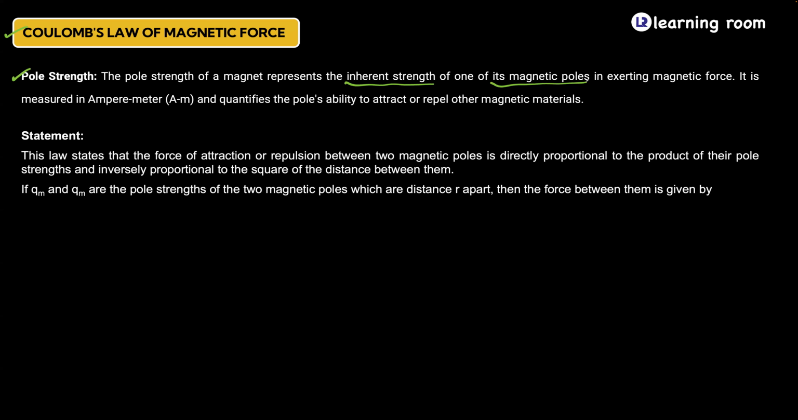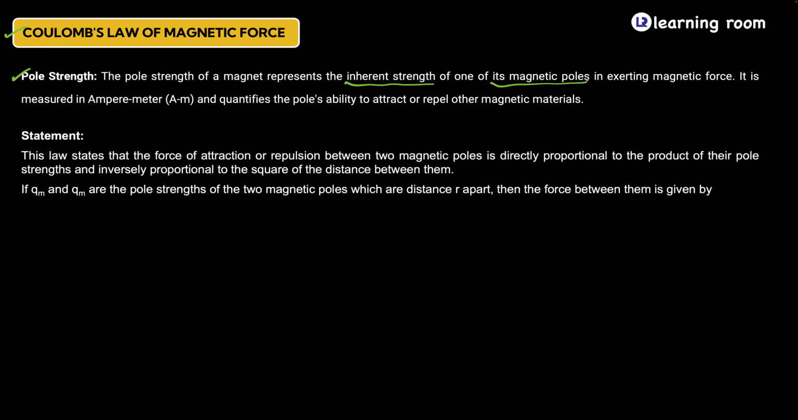So when you talk about the pole strength, you're obviously talking about the magnet, because that is the one which can exert force. Now connect all the dots and try to understand what the definition has to tell us. The pole strength of a magnet represents the inherent strength of one of its magnetic poles in exerting magnetic force. So it will exert magnetic force on a magnetic substance. That is the test with which we can find out how strong the pole is going to be. Are you able to understand?